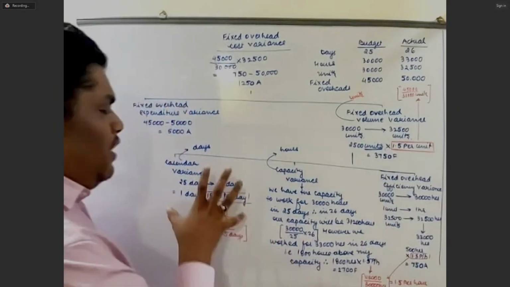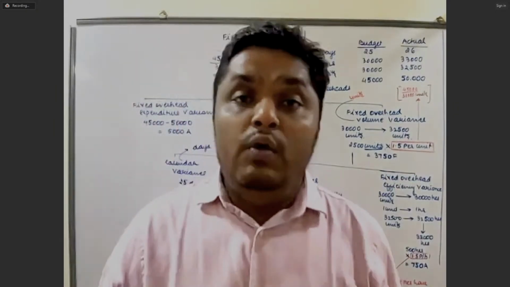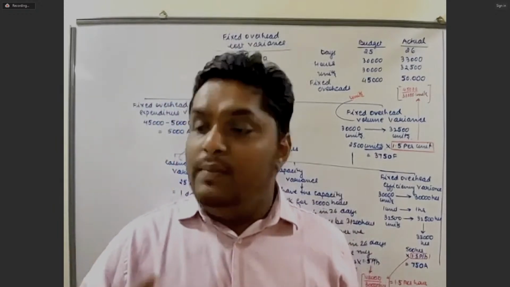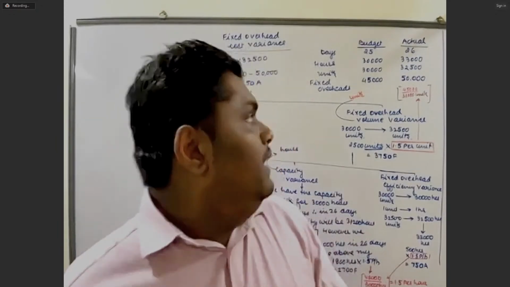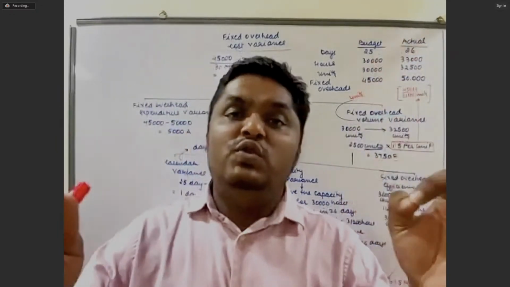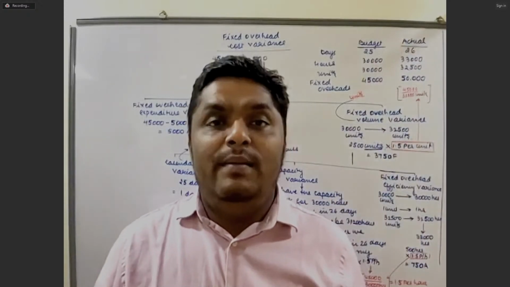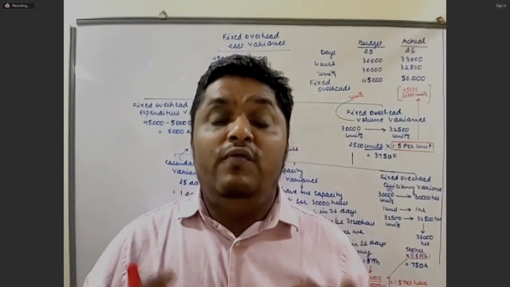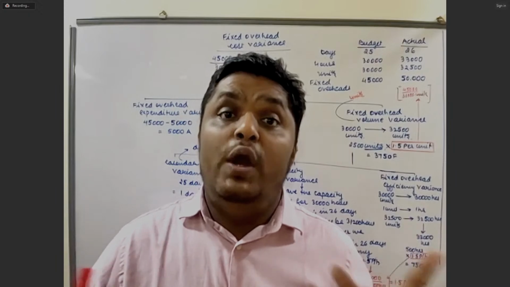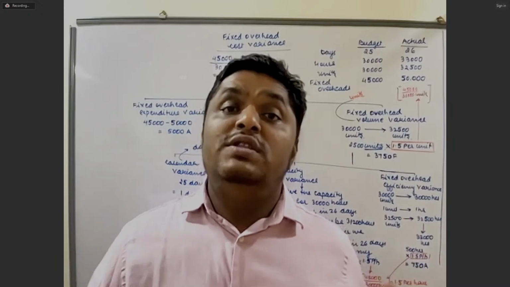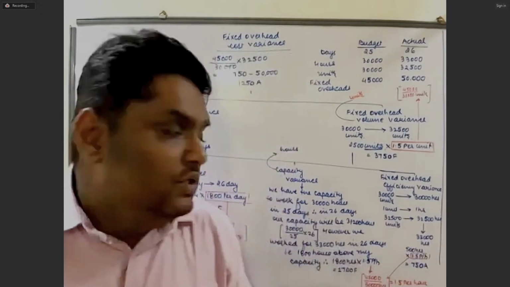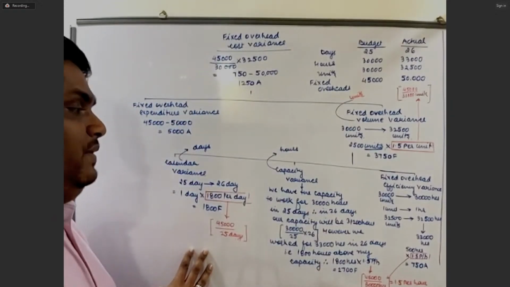When talking about calendar variance, it talks about days. So herein, we were supposed to work for 25 days in a month, but we actually worked for 26 days in a month. That is 1 day extra we worked. So this is a good sign for the company. So that's why this variance is favorable.